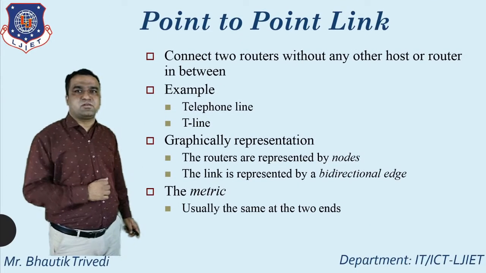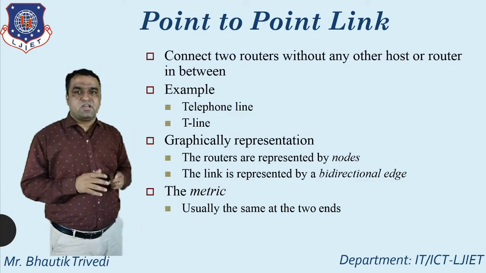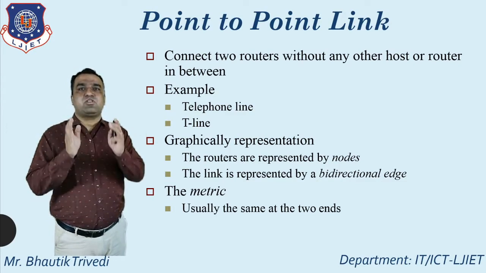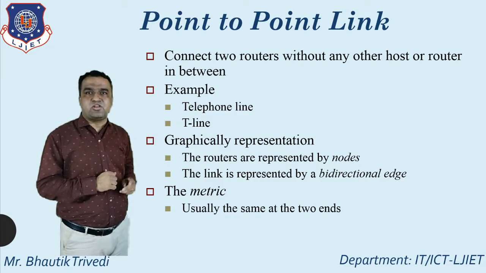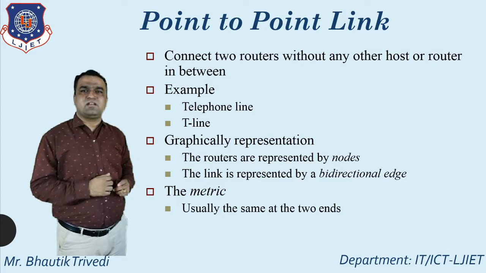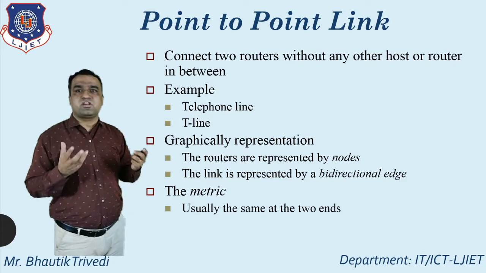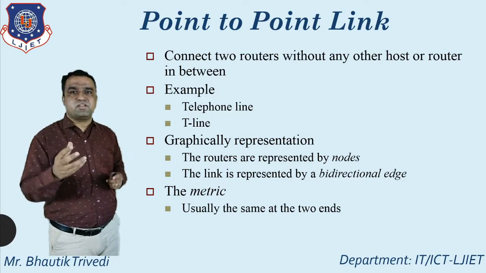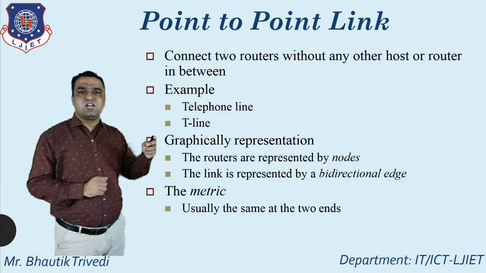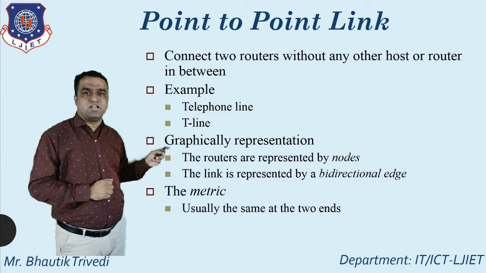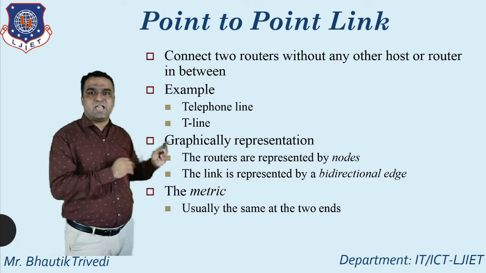So let's start with the concept of point to point. What is the meaning of a point to point link? It connects 2 routers without any other host or any router in between, that is known as point to point. An example of that is either the telephone line or T line. All of you know the concept of a graph. If I want to represent the graph, one is known as a node, second is known as a link. So here a router can be represented by a node and a link is represented by an edge.